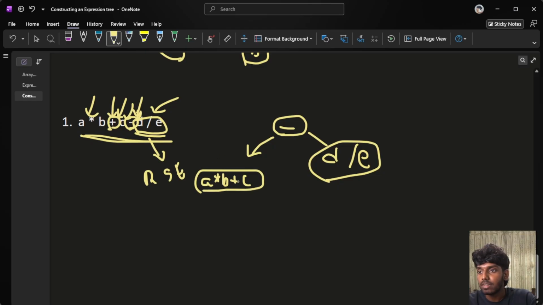Likewise, we have to follow the same rules for this expression. So we have to check what has the least precedence. As we can see, the plus has the least precedence. Therefore we have to store the plus right here.